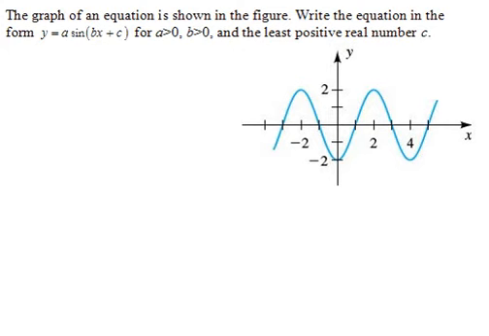The graph of an equation is shown in the figure. Write the equation in the form y equals a sine of bx plus c, for a greater than 0, b greater than 0, and the least positive real number c. Well, we'll look at the graph. We see its amplitude is going to be 2 because it fluctuates between plus and minus 2. So a will equal 2.